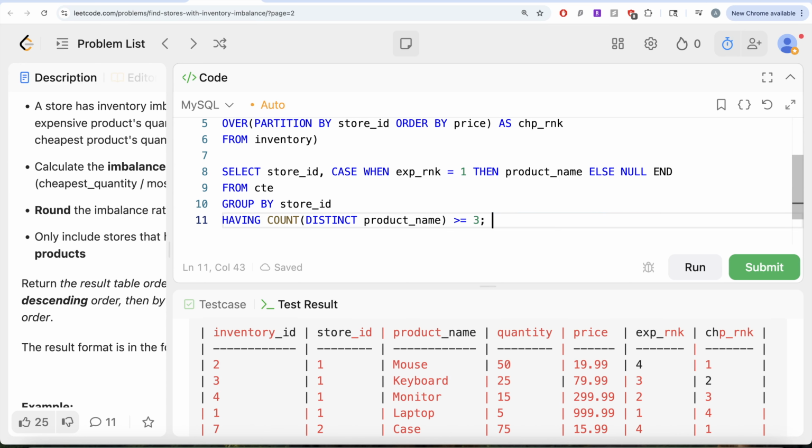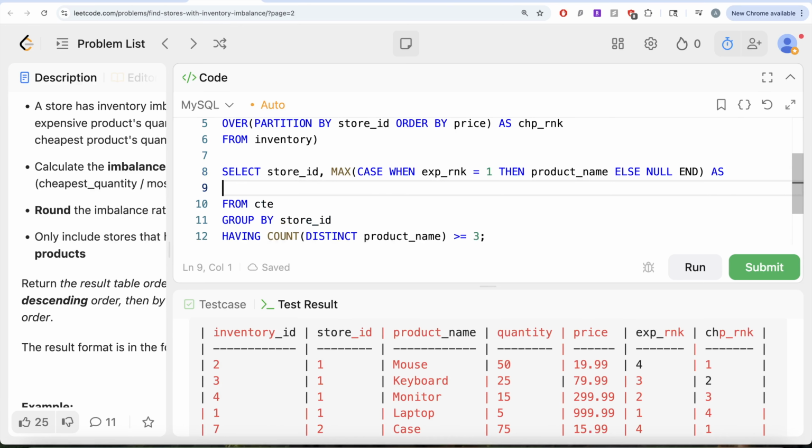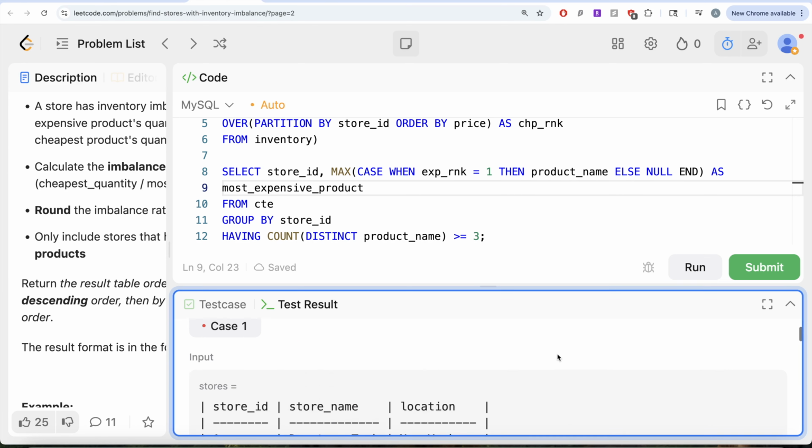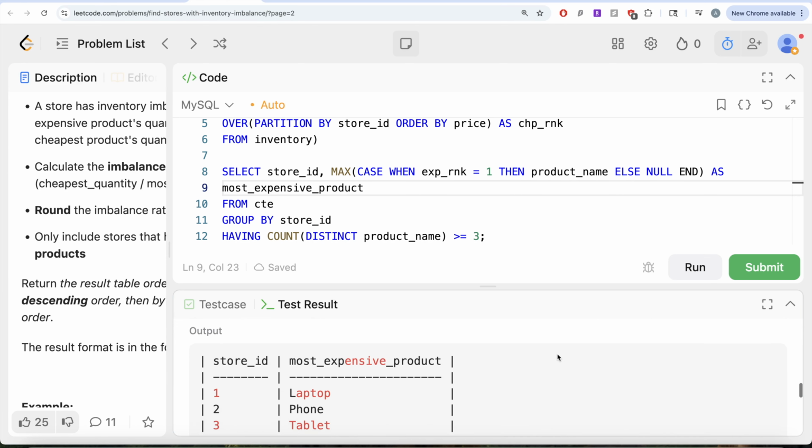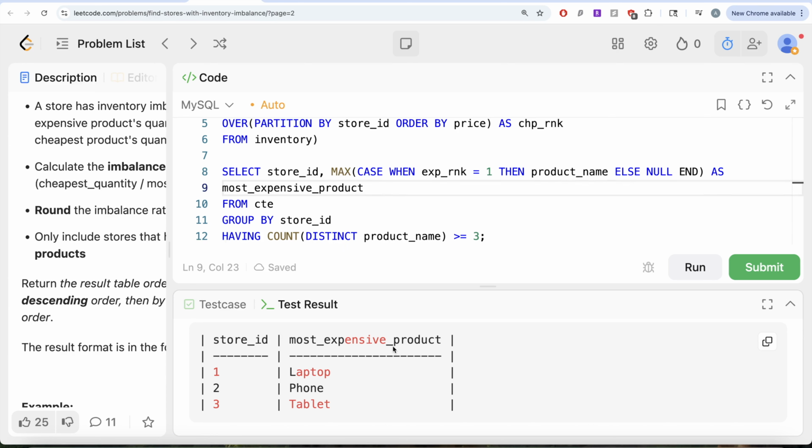So let me remove this. You can use any. Let me go ahead and use MAX of this entire thing. So basically ignore all the nulls and give me the most expensive product. And let's alias this as most expensive product. It's not complete yet, but let me go ahead and run this so that it's easier for us to visualize going forward. So you see now that for each of the store IDs you have the most expensive product, and we saw that for store ID 1 the most expensive product was laptop.